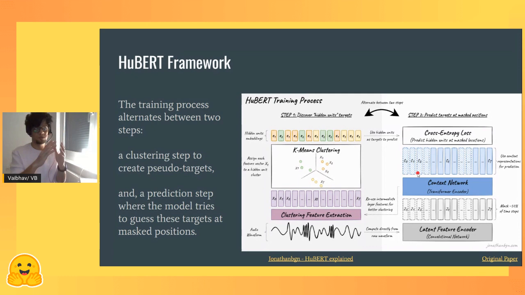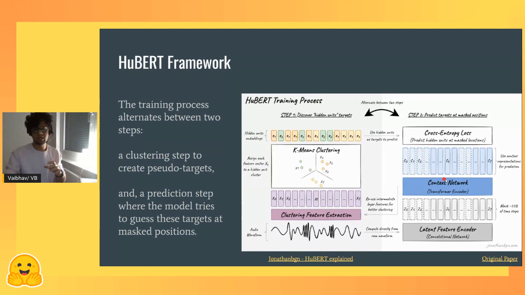The way learning actually happens here is that the loss is only calculated on the mask locations, so not for all. So this does two things. This forces the context network to create really strong representations for the unmasked audio snippets over here, and also of course learn to find the closest snippet that belongs to these particular representations, right? And this keeps on happening, right?